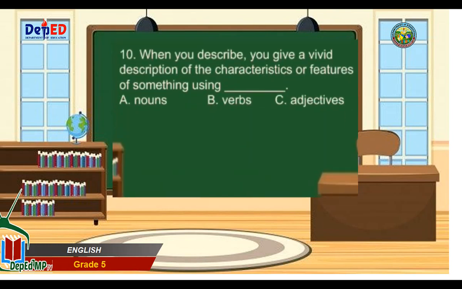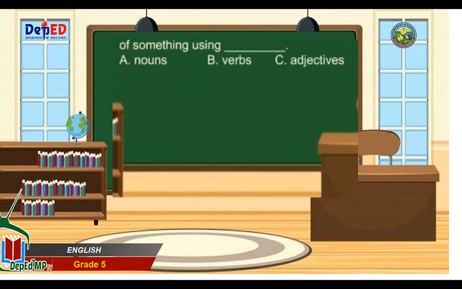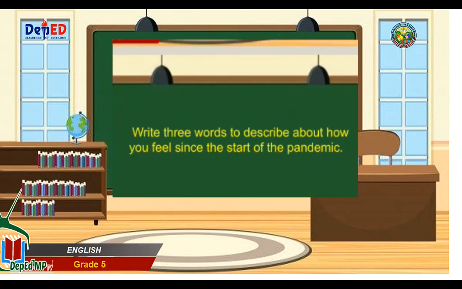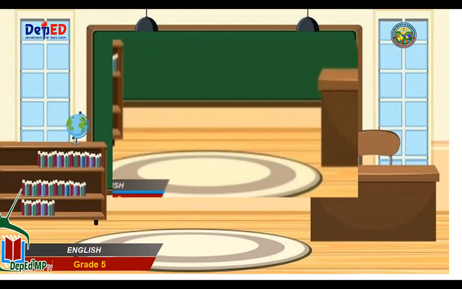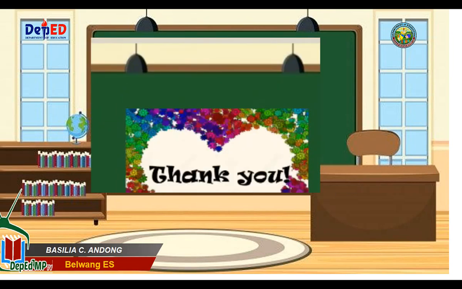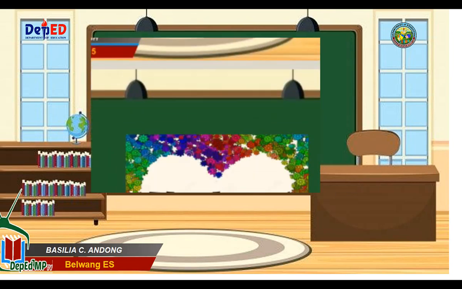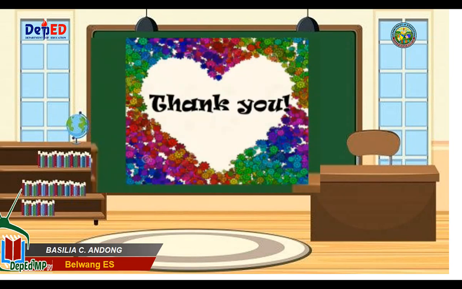When you describe, you give a vivid description of the characteristics or features of something using A. Nouns, B. Verbs, C. Adjectives. Describe about how you feel since the start of the pandemic, and write your answer on a sheet of paper.